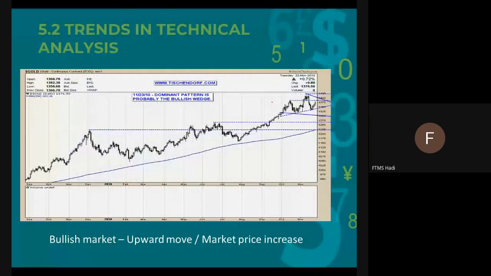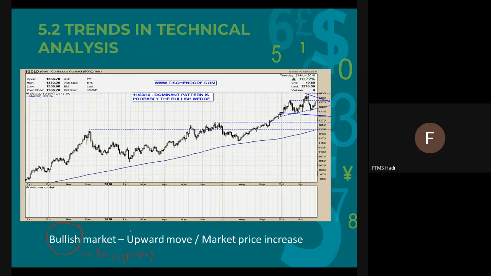Okay, please bear in mind, trends in technical analysis will assist you not only in this chapter but also in later chapters. There are two trends in technical analysis. The first one is bullish. Why bullish? Bullish was taken from the word bull. In Malay we call it lembu jantan. The bull is more on the aggressive side.